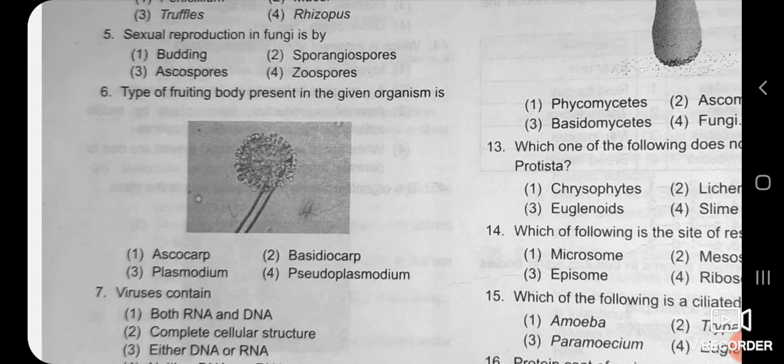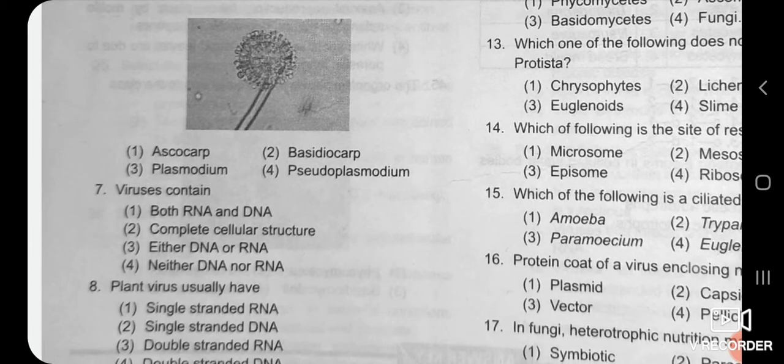It is present, no doubt, in the Aspergillus organism, but here we have to identify the actual type of the structure, and if we see, it is the ascocarp. In the NCERT book we have seen that this diagram is of the ascocarp, which is generally present in Aspergillus. So the organism is Aspergillus, but the structure shown is the ascocarp. 7 MCQ.